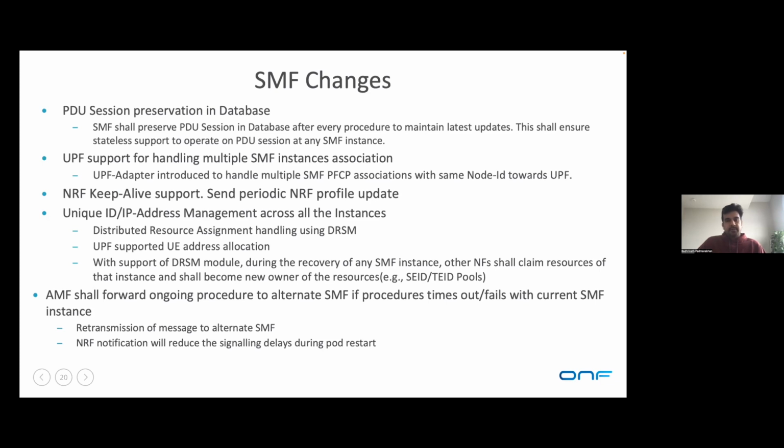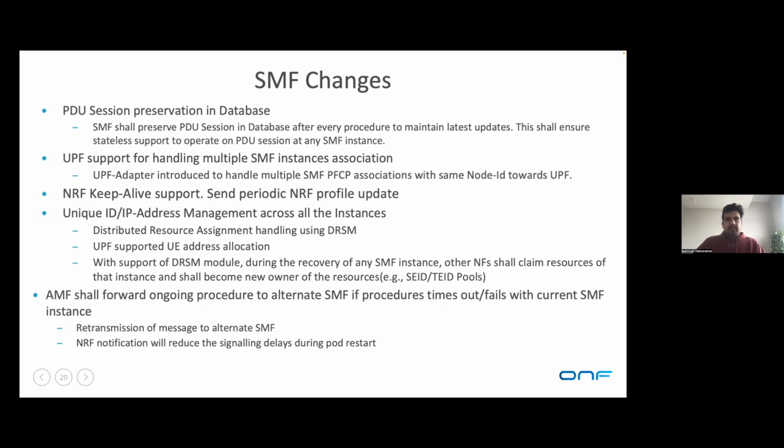This is again done with the help of the DRSM module, which takes care of allocating different chunks of IPs from the pool to these different instances. And if any pod dies, the other SMF instances which are running can contact DRSM and pick up those IPs which were used by the pod which died. This helps in recovery of the various user subscribers who would come and again try to attach.